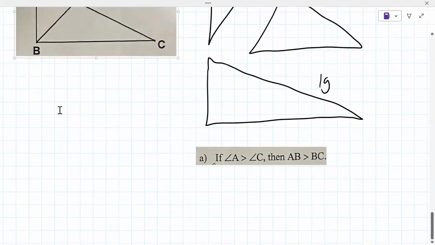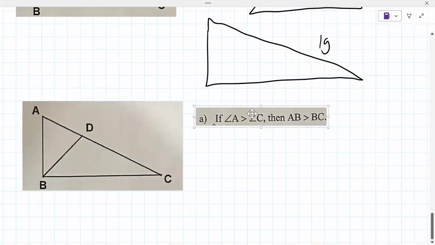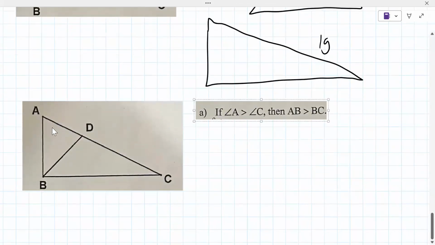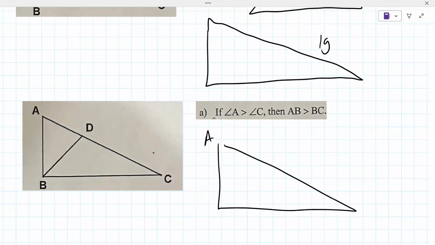So let me grab this drawing one more time. Angle A and angle C are only part of the big triangle. So I would redraw the big triangle, A, B, and C. If angle A is greater than angle C, then we know that the larger angle goes across from the larger side. So the larger side is BC, and we know that BC is greater than AB. Larger angle, and you had that correct there.